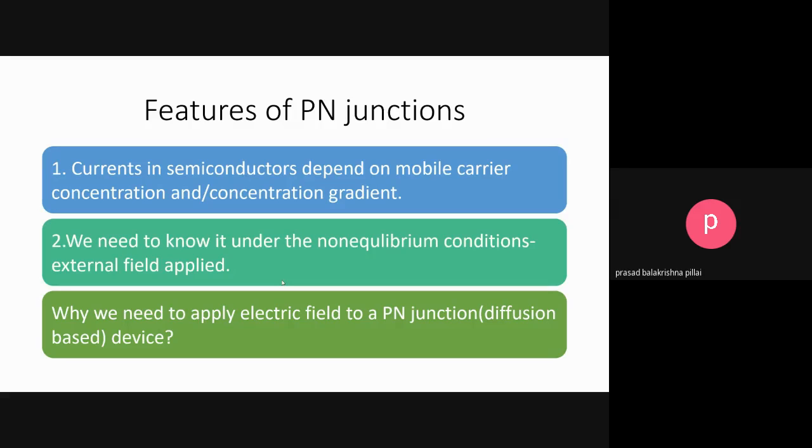Now the problem is, when you are operating the device, it is a non-equilibrium condition. So equilibrium is disturbed, that means you have an external field applied. In such situations, how will I know the carrier concentration? Because without knowing the carrier concentration, I cannot find the current. That is one issue we need to address. Now, do you think that an electric field is required for diffusion current? Is it a requirement for getting diffusion current?